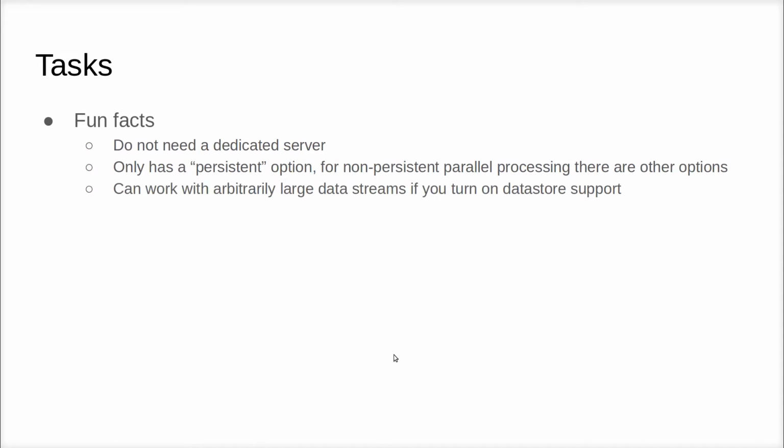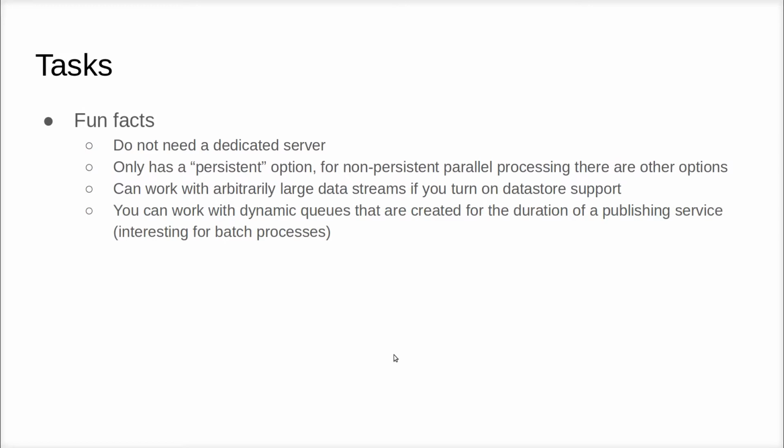It can also work with arbitrarily large data streams, but you do need to turn on data store support for that. You can also work with dynamic queues, but you can either work with queues that you create intentionally, named queues, or you can work with dynamic queues, and they are created for a root service, and when the root service is done, it will actually be put into a different state, because no one can from that point on publish to the queue anymore. It's a temporary queue, and it is interesting for batch processes again.